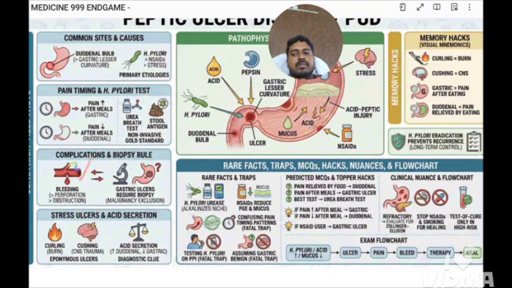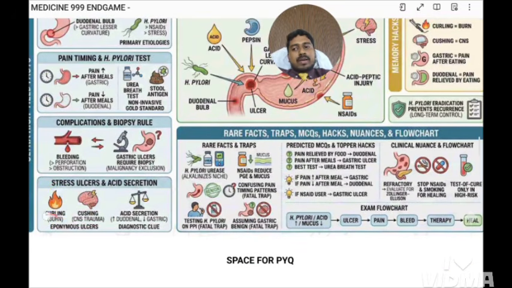What are the complications? Bleeding can occur, perforation can occur, even obstruction can occur. Gastric ulcers require biopsy, because even in gastric malignancy, that is adenocarcinoma of stomach, also ulcers can happen. Okay, we'll see this in surgery. So stress ulcers are known as Curling ulcers, and CNS trauma ulcers are known as Cushing's ulcer. Whenever there are burns, there will be gastric ulcer formation because of stress. So that is known as Curling ulcer, and Cushing's is related to CNS.